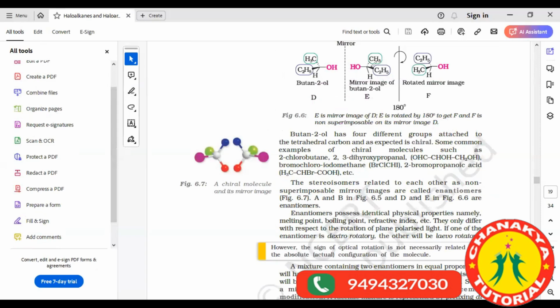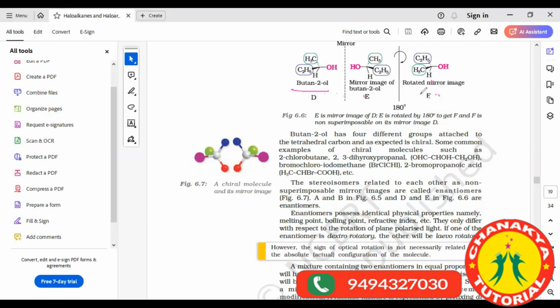This is butan-2-ol. It's a mirror image. You can see all four different groups are present on it, right? And when you rotate, you will get this, right? But then this rotated image F and D will not be superimposed with each other. Those earlier ones were superimposed with each other, and hence were achiral. But here they are non-superimposable, and hence it is chiral. You can check butan-2-ol, right? This is a mirror image. When you rotate this, what happened? OH would go here, C2H5 would be up, CH3 would be down, and hydrogen would be as it is at its place, isn't it? So this F and D will not be superimposed on each other.